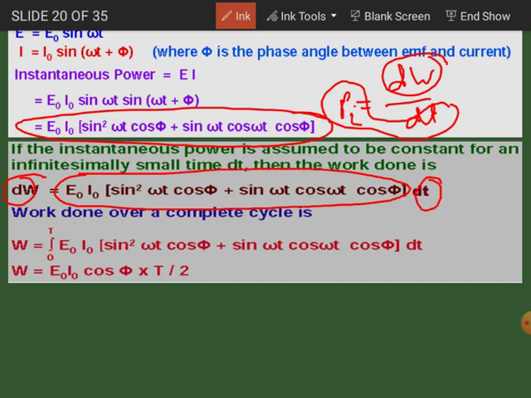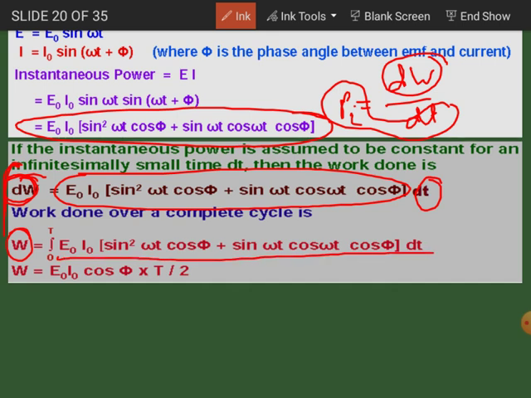Got it? If you want to find the total work done, we are going to find the average power, which is the total work done divided by total time. So we need to define it over a complete cycle, the average power during a complete cycle. To find the total work done, not a small work done, we need to integrate this dW from 0 to capital T, where capital T is the time period.